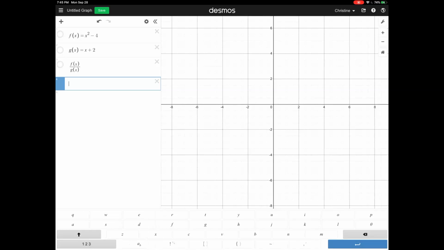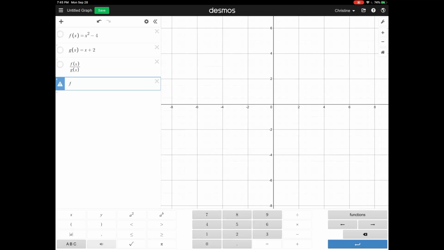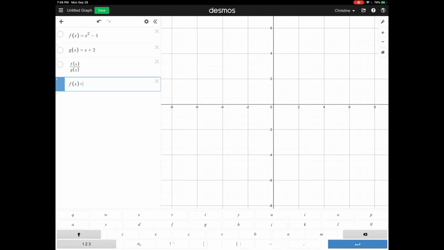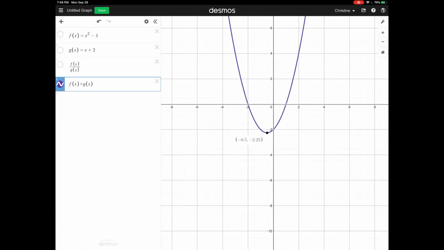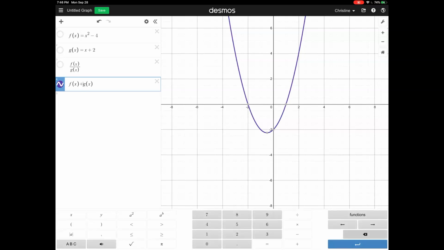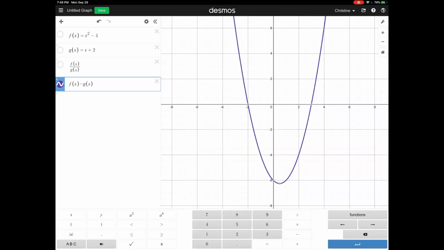All right, I'll turn that one off. We could also do the f of x plus the g of x and double check our work with that. So the f of x plus the g of x, and you can see that that matches that first graph that we drew. And then we could also change that and just do the subtraction of it, and that is also matching the parabola that we drew when we subtracted the two functions. So Desmos is pretty nice where you can just type in your two functions, identify that this is the rule for the f of x and this is the rule for the g of x, and then add them or subtract them or multiply them or divide them.